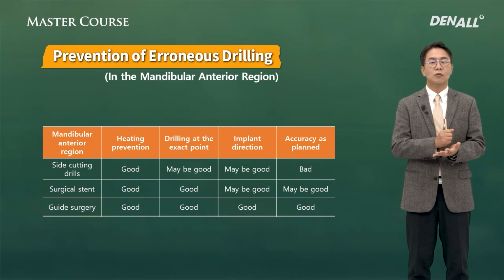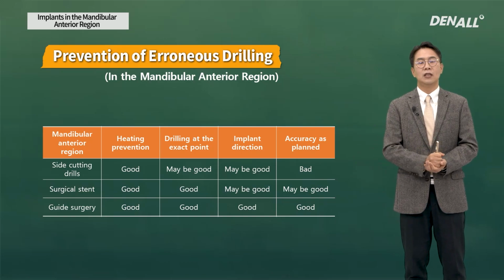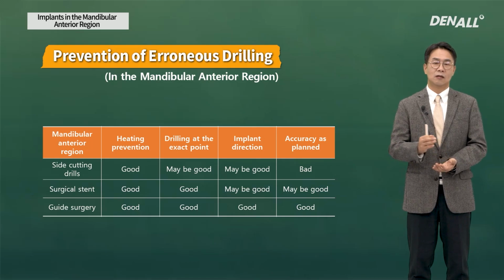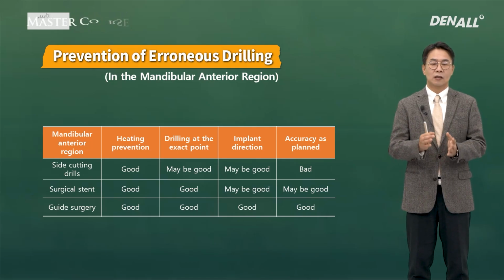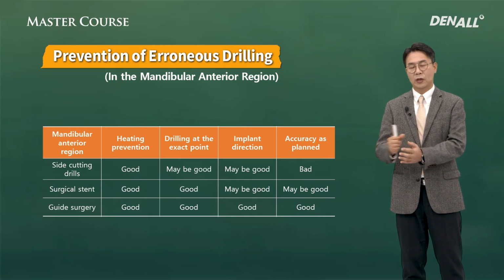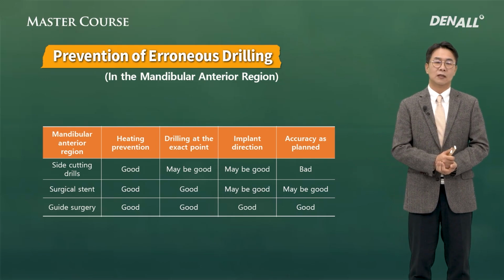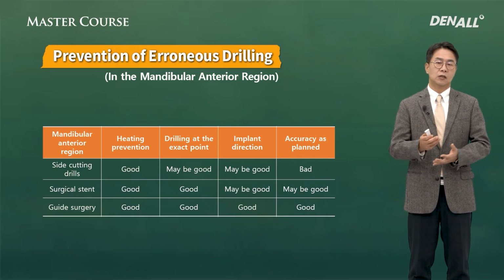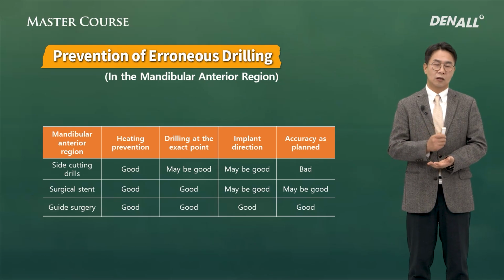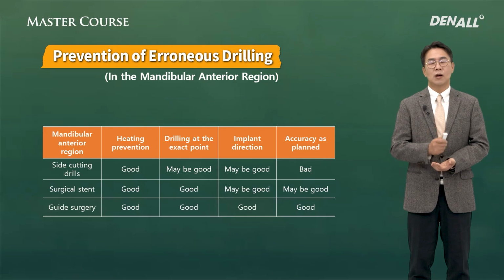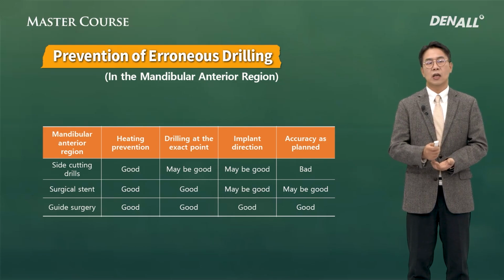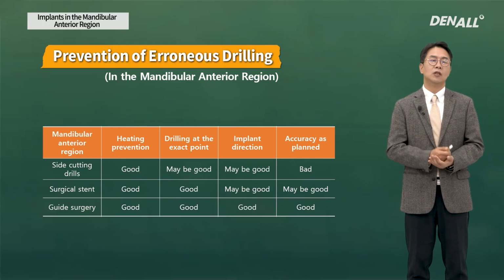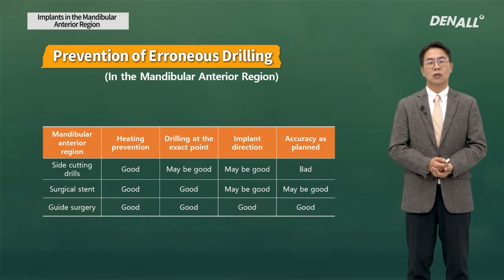In terms of the accurate placement as treatment plan, on the most right column, the most important thing is we need to implement clinically what is in the treatment plan. So guided surgery is better. Surgical stent can be good depending on the skill level of a surgeon. If you just use the side cutting drills, even though you are very well skilled, the effect is limited, not much.